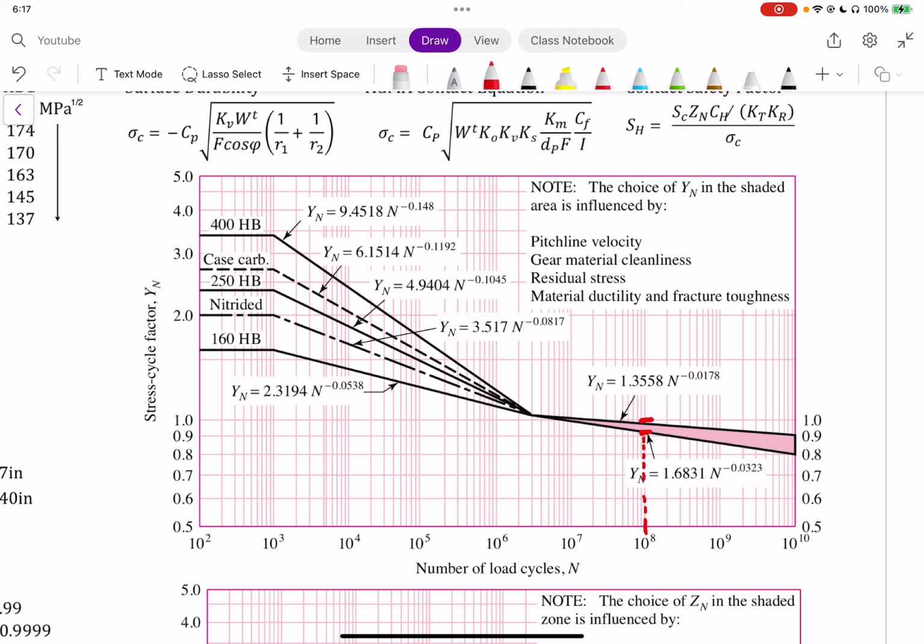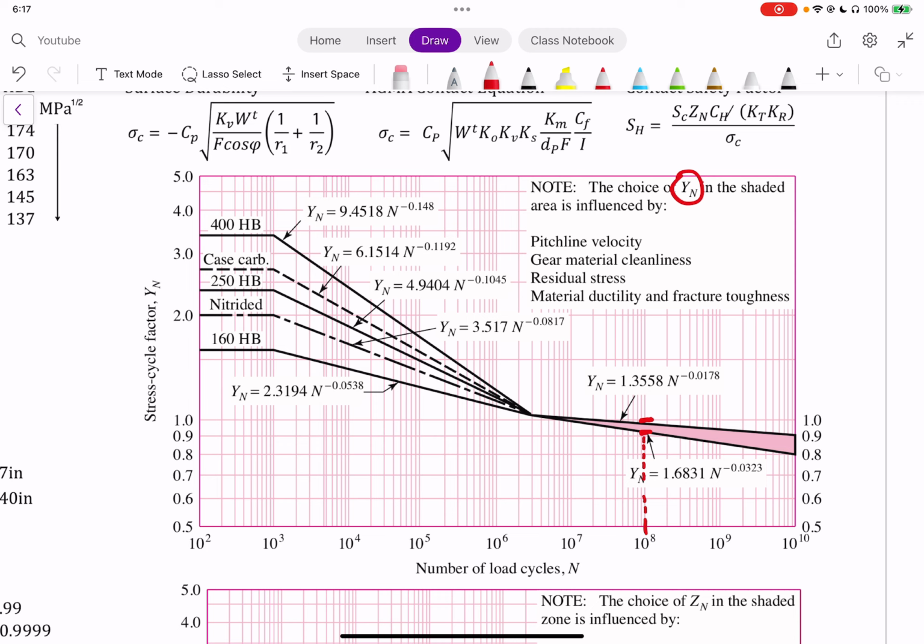And it says here, the choice of YN in the shaded area is influenced by pitch line velocity, gear material cleanliness, residual stress, and material ductility and fracture toughness. So it's an arbitrary decision to make. Now, some gear designers will always choose the worst case scenario, which would be the lowest value, because that would reduce the strength the most. Other people will tell you to just use the best value because in the end you have a safety factor that should help you out as well.